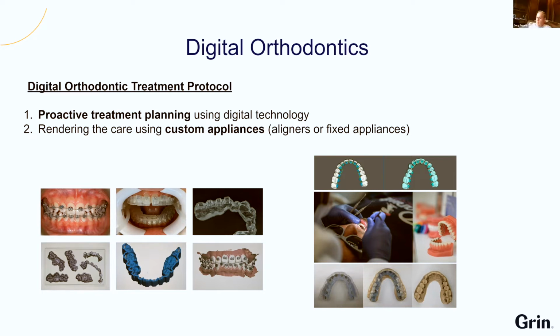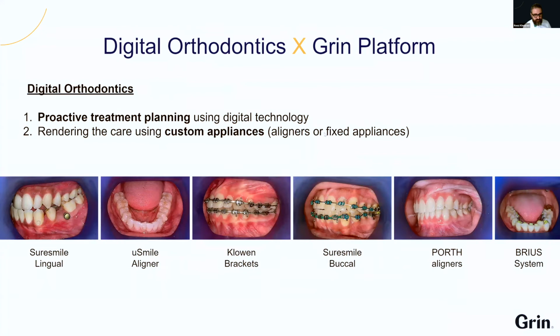For indirect bonding, you can see here, this is an example of DIBS with a KLON platform. It's a really powerful platform. I love it because you do the setup and you bond the brackets and you watch them unravel. And then you have another example of a SureSmile lingual wire on the right side that we do, again, indirect bonding, but more conventional. Or you have Brius, which I'll talk about later.